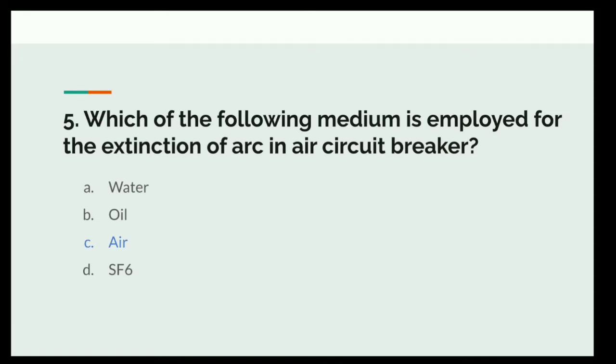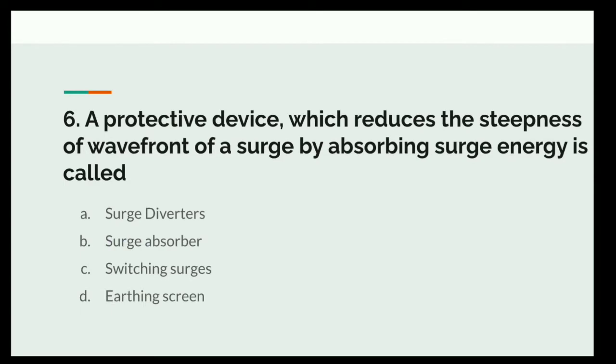So the next question. A protective device which reduces the steepness of the waveform of a surge by absorbing surge energy is called A. Surge diverters, B. Surge absorber, C. Switching surges, D. Earthing screen. And the correct answer is surge absorber.